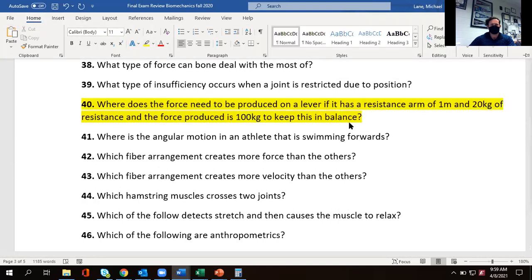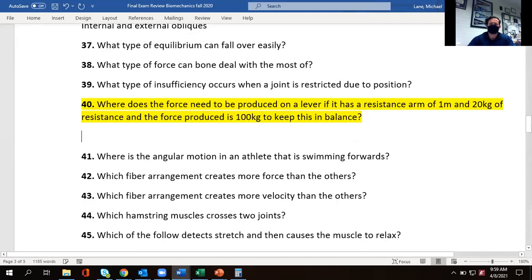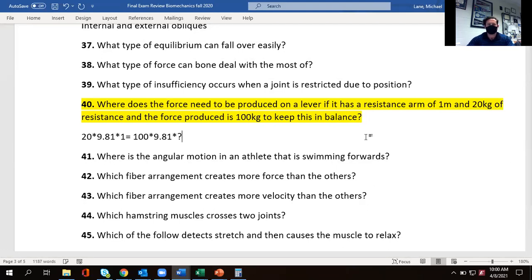So where does the force need to be produced on a lever? If it is a resistance arm of 1 meter, 20 kilograms of resistance, and the force produced is 100 kilograms to keep this in place. Okay, so we've got 20 kg multiplied by 9.81, then multiplied by 1. So on the other side, we're going to have 100 kg times 9.81 times question mark.